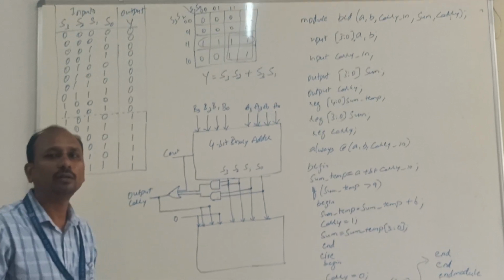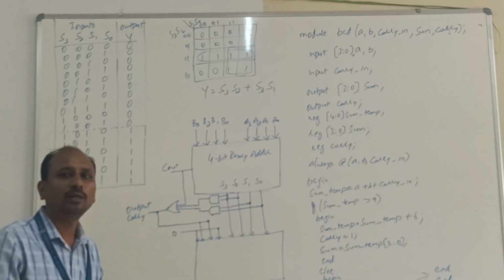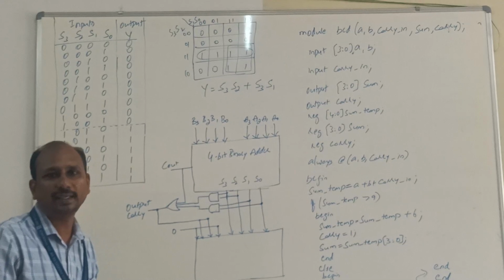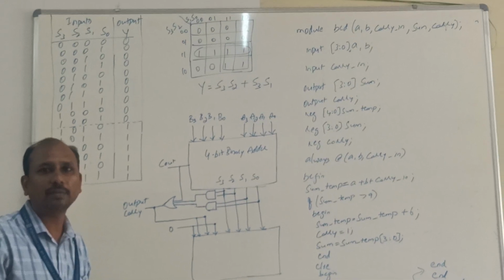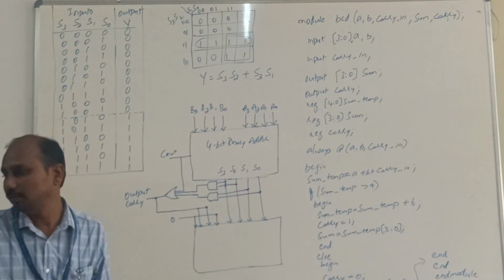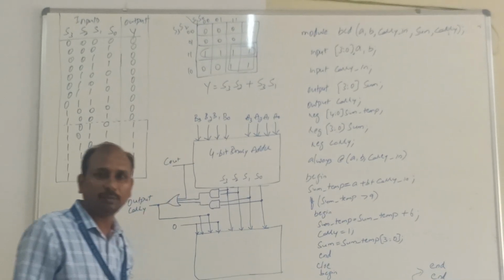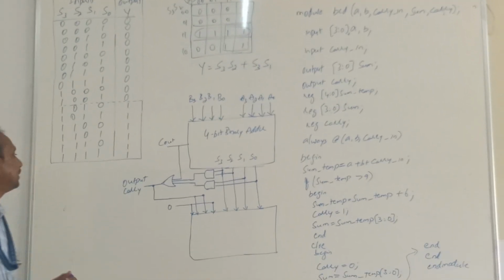Okay, good morning everyone. Let me go with experiment 5. This experiment 5 is all about the design of Verilog code for the decimal adder. So this is all about the decimal adder.